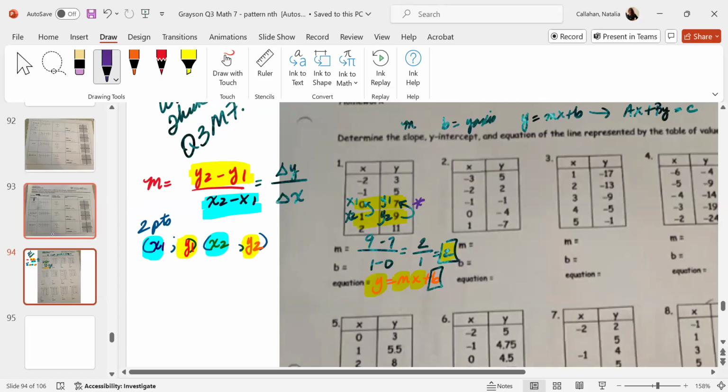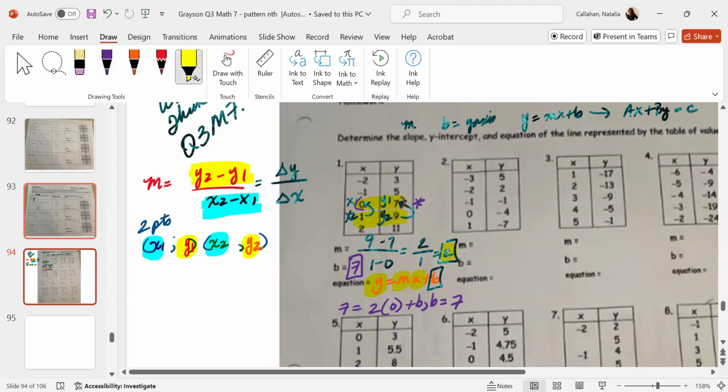Okay? So plug this point into this equation. Go ahead and do that, please. So b equals 7. So there you go. Your b is 7. That's your answer. Your m is 2.